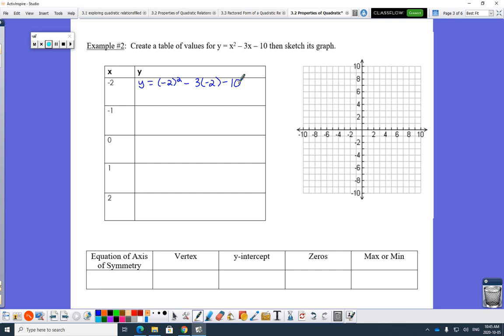So again, decide for yourself. Can I put this in my calculator all at once? Do I need to show a lot of work? So -2 squared is 4. -3 times -2 is +6, minus 10. So y is 0. It's up to you if you want to graph the points as you go or wait till the end.